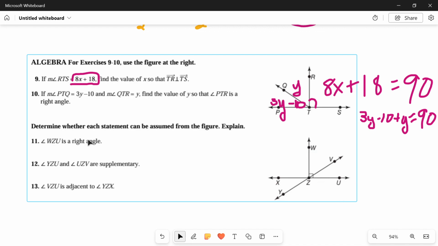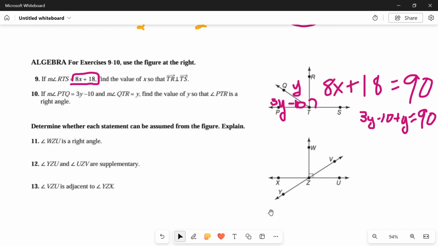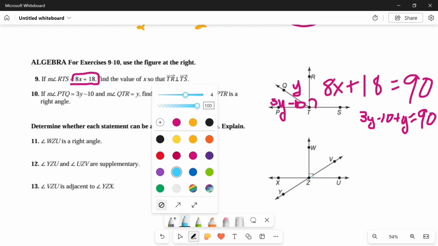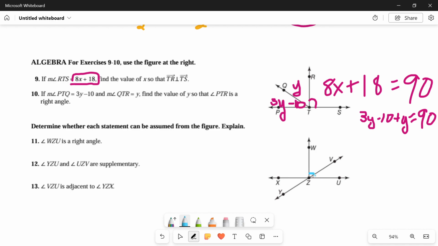WZU. Can we assume from the figure that this is a right angle? And the answer is yes. And I'll show you why. If you look here, you have this little symbol here, which means it's a right angle. So we can assume that it's a right angle.